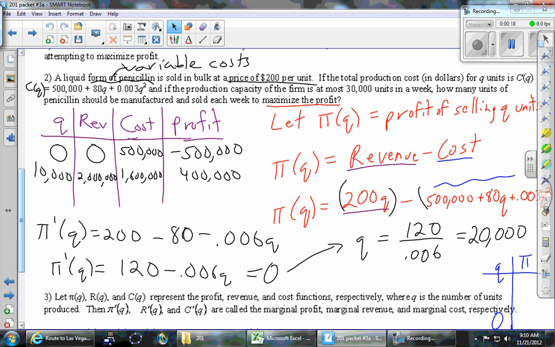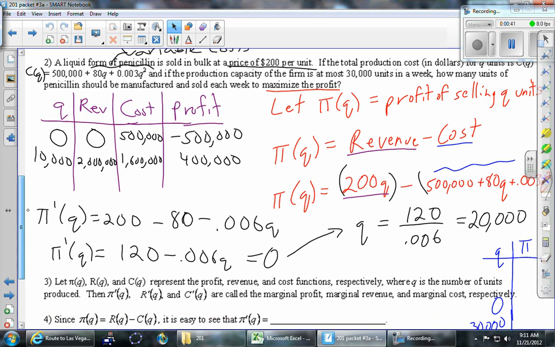We did do one of these problems. We were trying to sell penicillin. Every time we sold one, we made $200. That was our revenue for each item. But of course, we had to pay some production costs, and that was this complicated formula with the Q, where Q is the quantity, number of units of penicillin that we sell. And we also had a maximum of 30,000 units per week that we could sell.